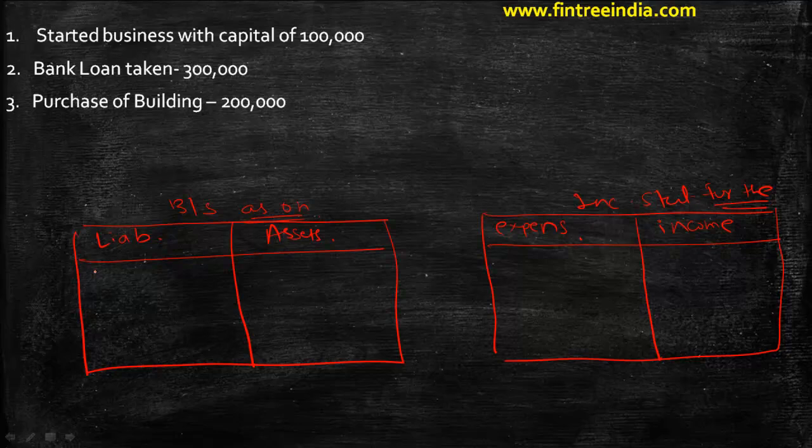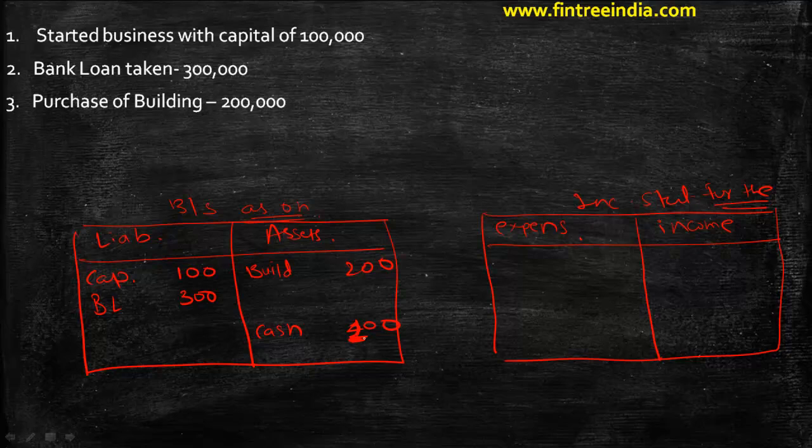Capital, it was to be posted on the liability side. So capital 100,000, so I'm going to write down only 100 here. Second effect, cash is going to increase, so cash 100. Bank loan was 300, so bank loan 300, which is going to increase your cash, so now cash is 400. Purchase of building 200, building is an asset, so building 200. Now it is going to decrease our cash, so now cash is 200.